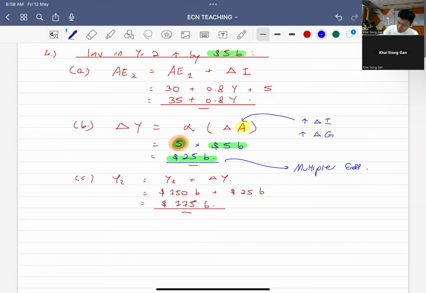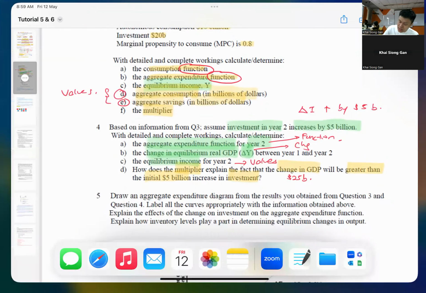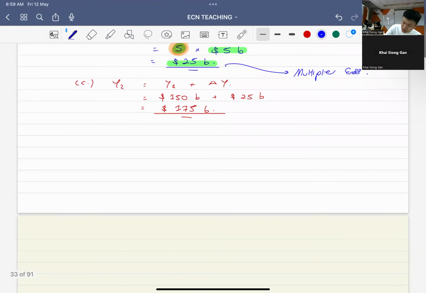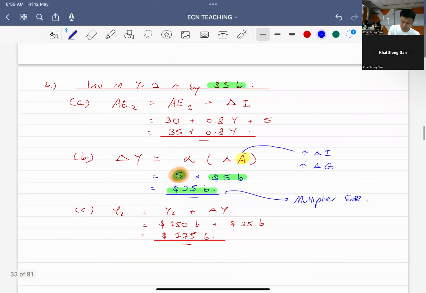So therefore, in question D over here, the question is asking, how does the multiplier explain the fact that the change in GDP will be greater? Because the change in GDP is how much? 25 billion. Okay, will be greater than the initial 5 billion increase in investment. Of course, because of the multiplier effect. Now let me explain to you through words first, so that you can put it into your, wait, hold on, let me check.